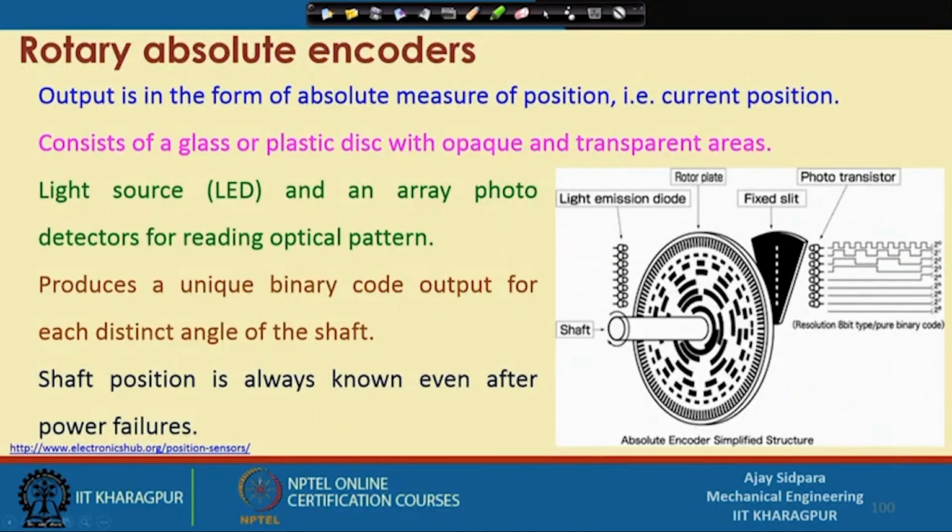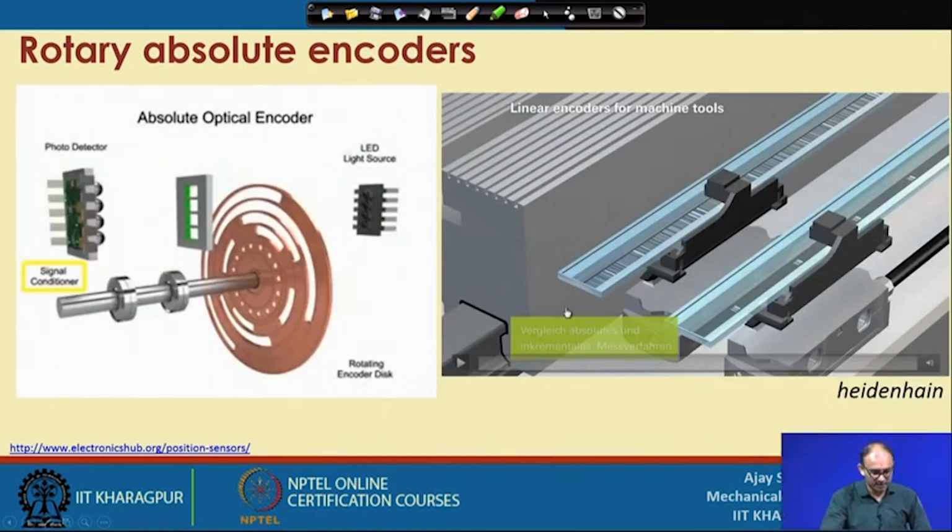So, this was the last slide that we discussed, the absolute encoder. An absolute encoder gives you the exact position of the shaft even if there is a power failure, because everything depends on the binary code that is unique for each and every position. Okay. So, this is how it works. Now, this particular slide is showing two encoders: one is the rotary encoder and these are the linear encoders, but it is showing how the absolute encoder and the incremental encoder work.